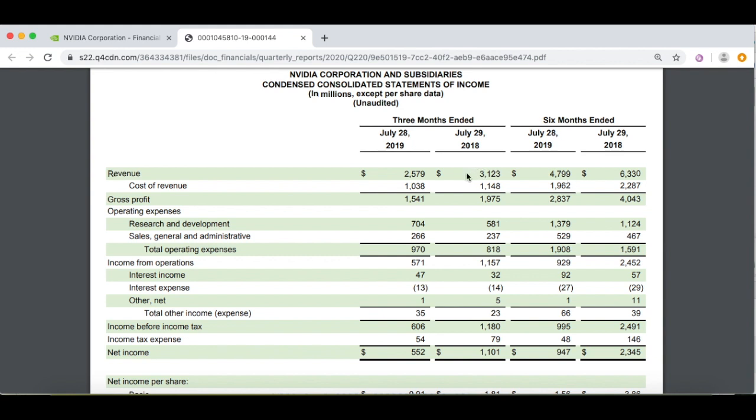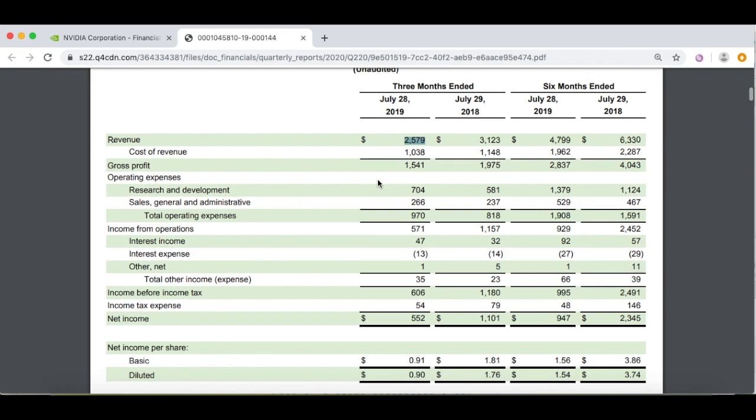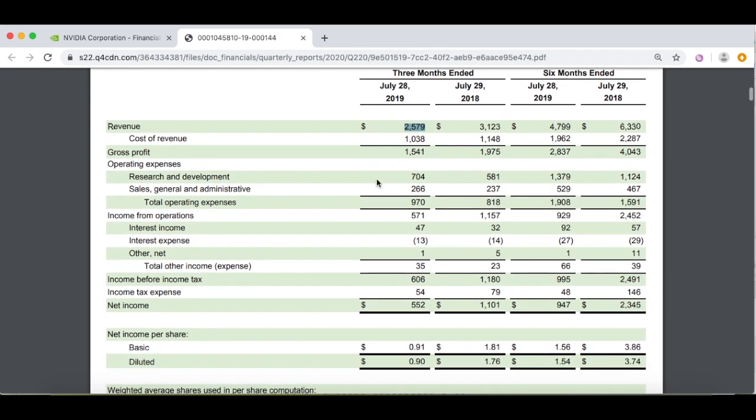So Nvidia's having their revenue drop, and their cost to drive this lower amount of revenue is not dropping. It's not following in line as well. So kind of an interesting trend to keep an eye on. Obviously, if this trend keeps up, definitely not going to be good for Nvidia investors.